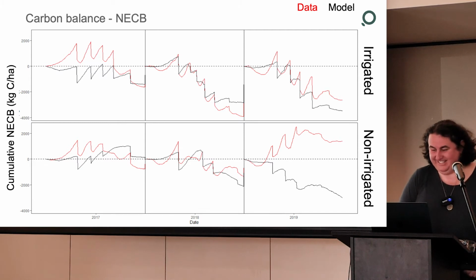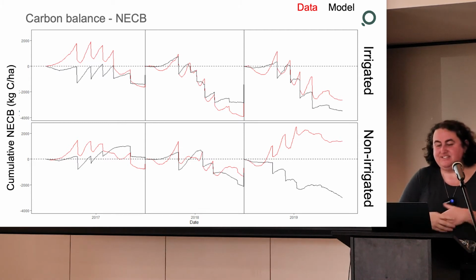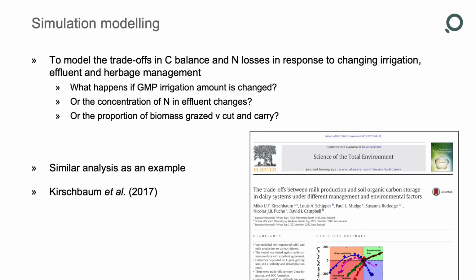Okay, thank you. Okay, so going on to the simulation modelling. So this was then an opportunity to model the trade-offs in carbon balance and nitrogen losses in response to changing irrigation, in response to changing effluent management, and in response to herbage management. And these were the three levers that we decided to look at for this presentation.